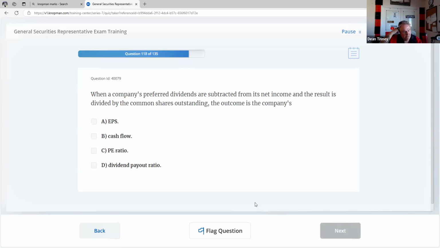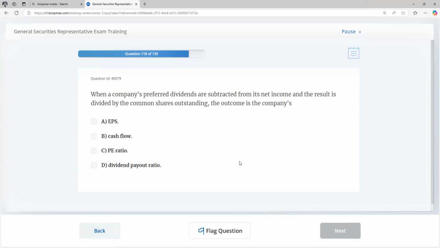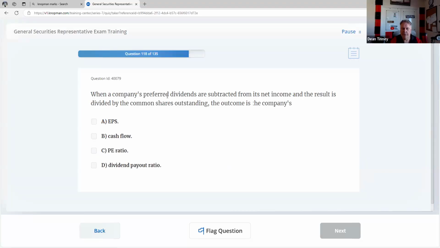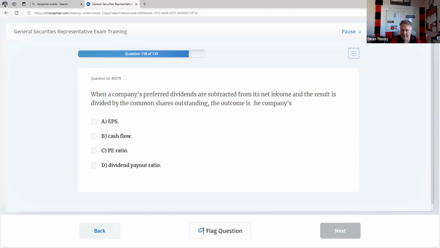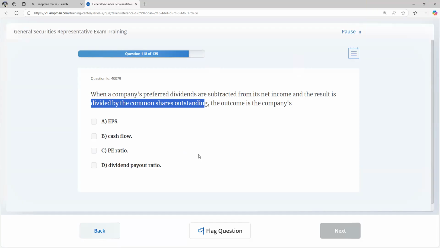When a company's preferred dividends are subtracted from its net income and the result is divided by the common shares outstanding, the outcome is the company's... I feel like that's the dividend payout ratio or the earnings per share. Well, we got to pay the preferred stockholders. Now we have net income available to our common stockholders. Now it says we're going to divide this number by the number of shares outstanding. Oh, the PE.